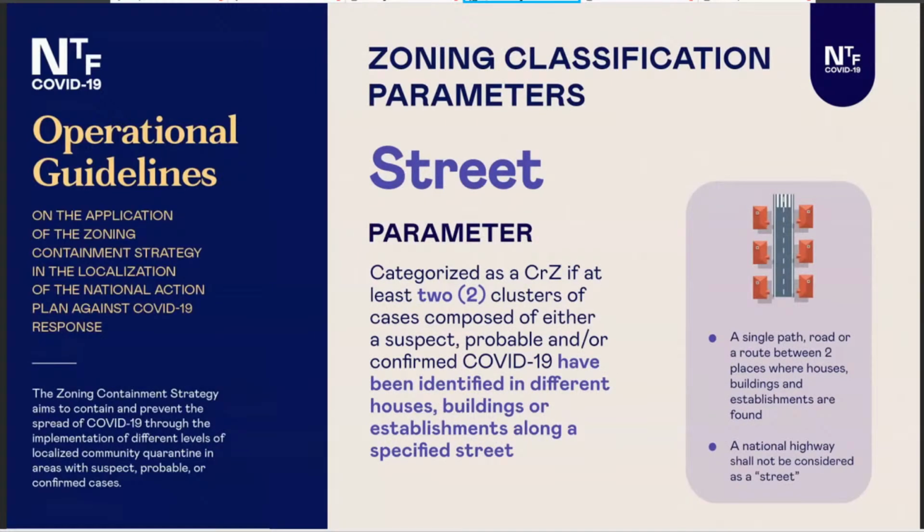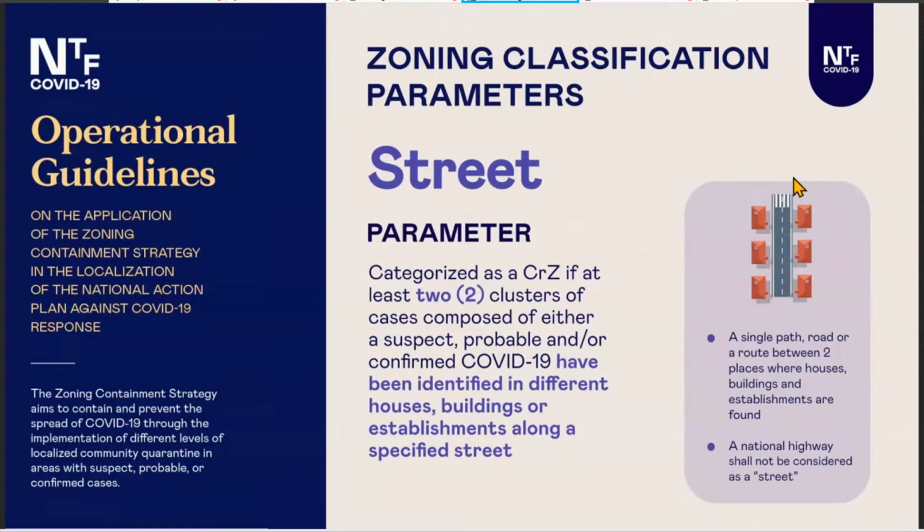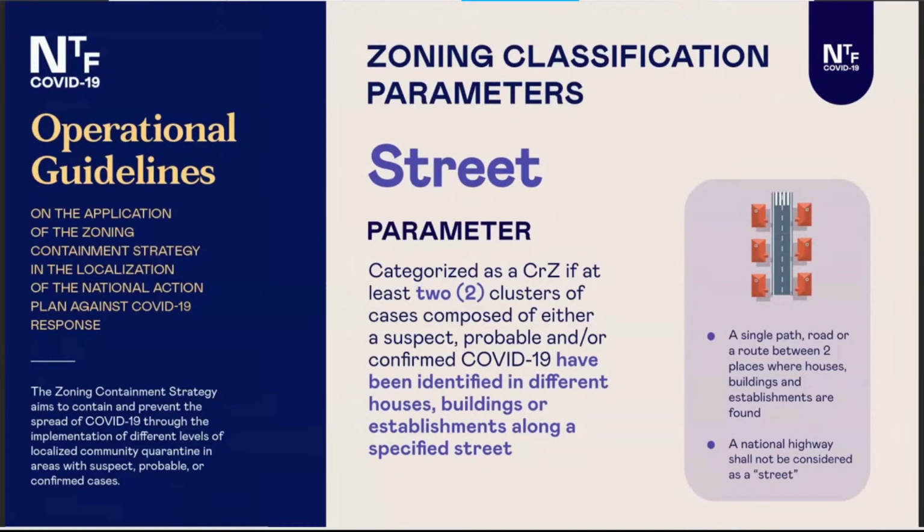Okay, now let's go to the street. So we define street as a single path or road or a route between two places where houses, buildings, or establishments are found. And also, a national highway shall not be considered as a street based on this guideline. So for a street to be categorized as critical zone or a lockdown area, it has to have at least 2 clusters of cases composed of either a suspect, probable, or confirmed case of COVID-19 identified in different houses or different buildings or establishment along a specified street.